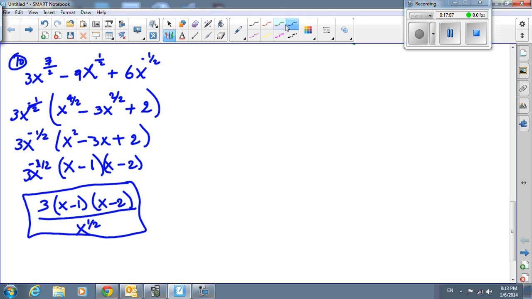Let's do another one. This time is problem number 11. I will have x plus 4 raised to the power of 2 plus 2 times x plus 4 minus 3. Now, if you look at this, there's a rule that will make it easier. We call it U substitution.